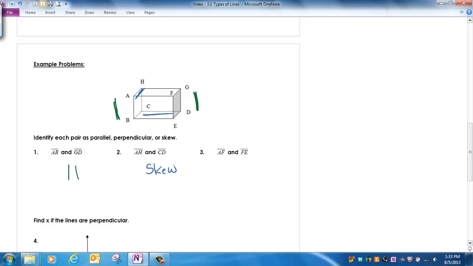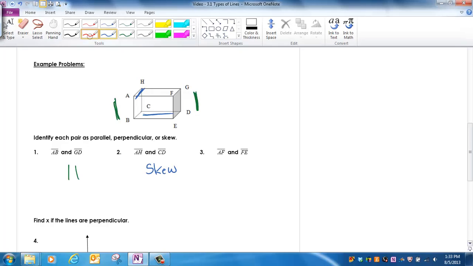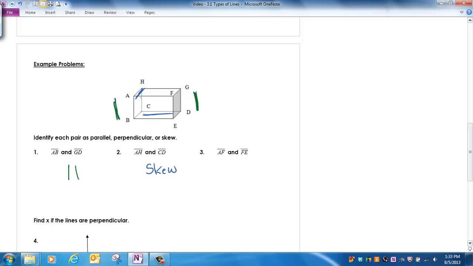Okay, finally, let's look at one last pair in our picture of AF and FE. Well, they're meeting at that corner. We're going to guess that that corner is a 90-degree angle because it's a prism. So we can say that these are perpendicular.